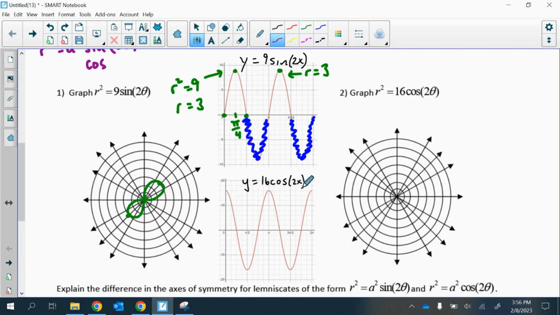Y equals 16 cosine 2x will match up with r squared equals 16 cosine 2 theta. So again, everything under the axis, we don't draw, because r squared cannot equal a negative number.